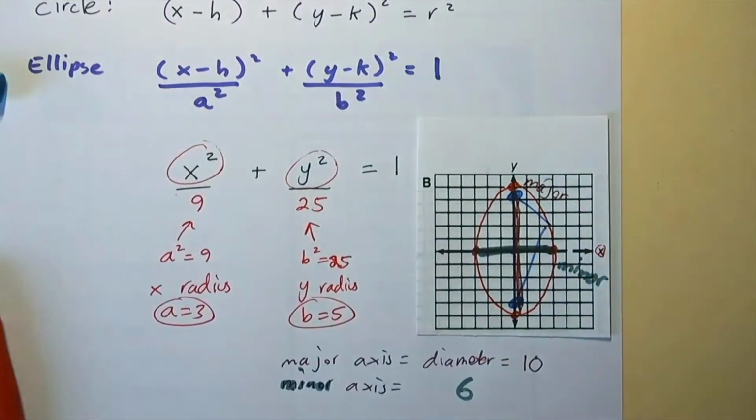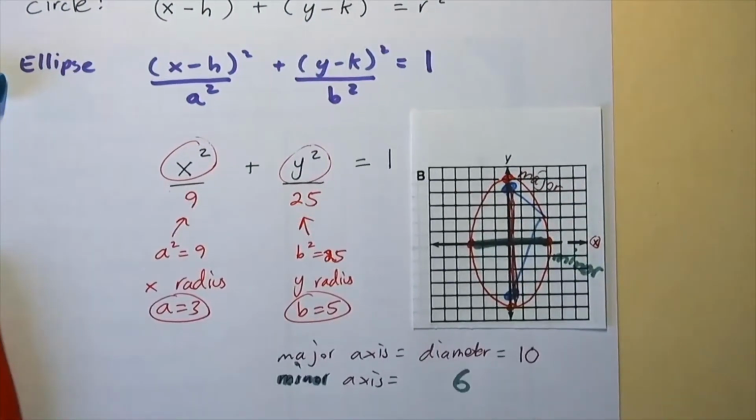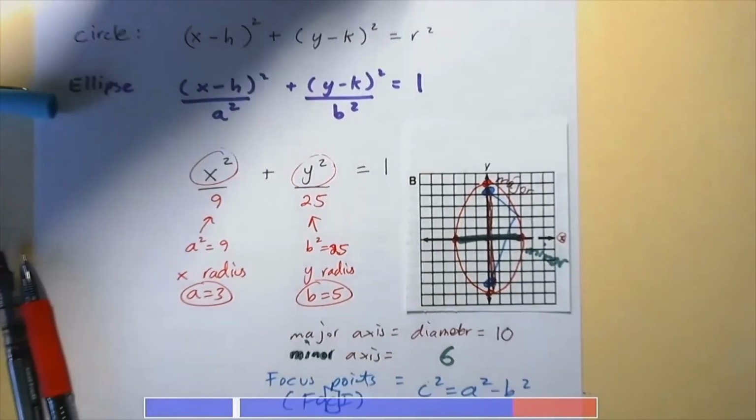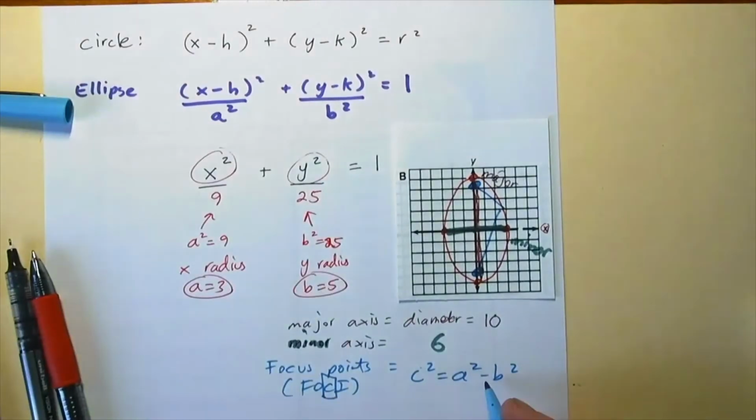I am not going to require you to find the focus points, but if you wanted to find the focus points, or as we call them, foci, the rule is the focus points, we usually use the letter C. C squared is a squared minus b squared. Whoops, I'm off the screen. Focus points is this right here. You go, what's this? A squared and b.